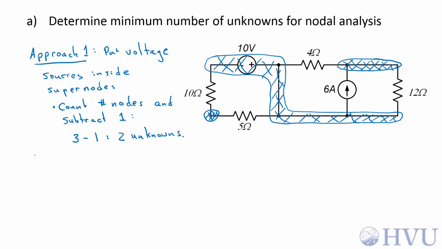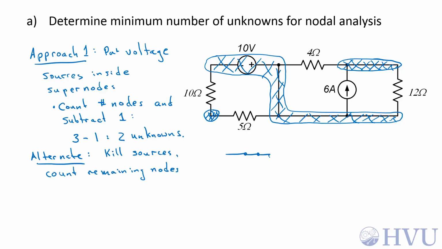An alternate way to do this, if you're uncomfortable identifying supernodes, is to kill the sources and count the remaining nodes after that step. Killing a voltage source converts it to a short circuit. Resistors aren't affected. Killing a current source results in an open circuit, so this 6 amp source becomes an open circuit. This 10 volt source becomes a short circuit. The 12 ohm resistor doesn't change, and these 2 resistors are not affected by this step.